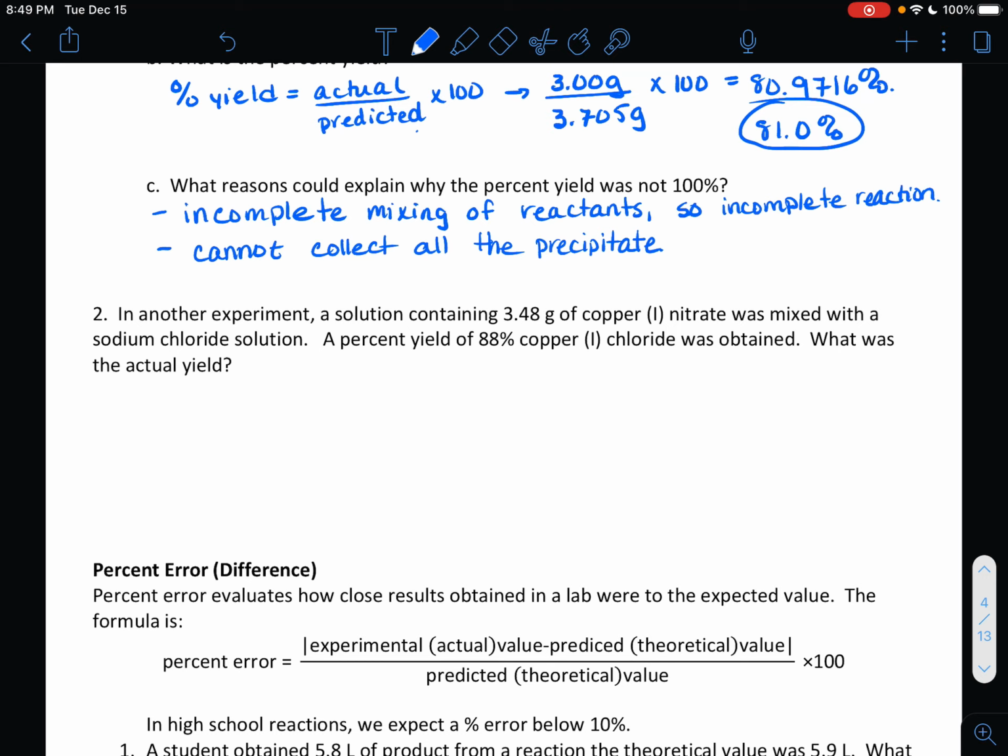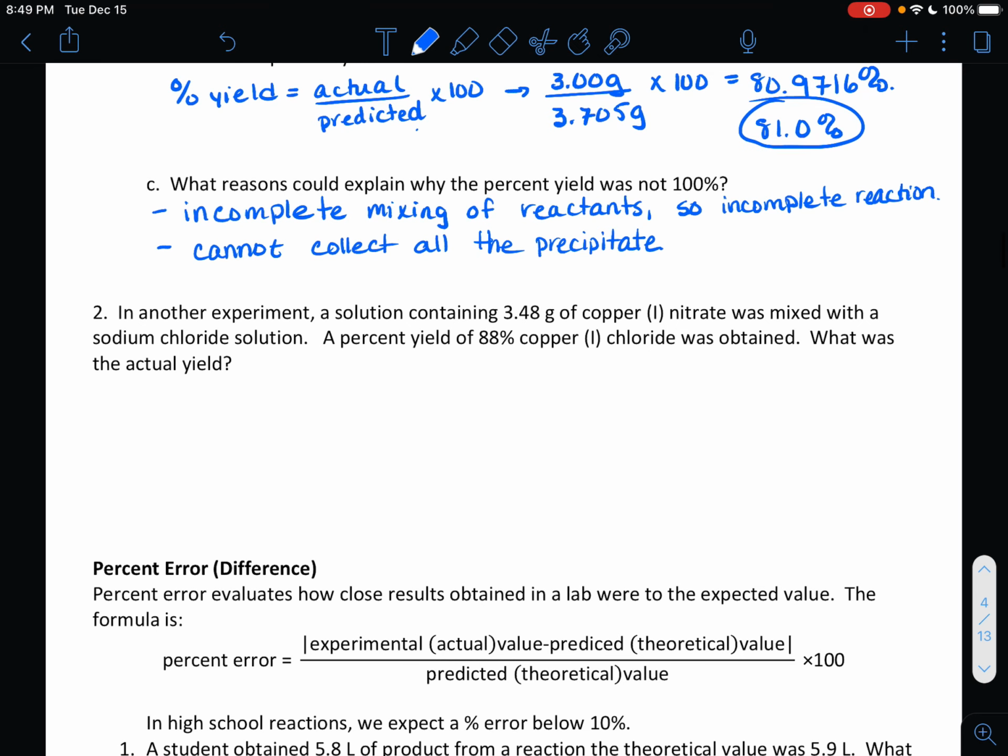So again, same process. We're going to have to find out what the theoretical yield was in order to find out the actual yield. So stoichiometry, balanced equation. So CuNO3 plus NaCl gives me CuCl solid plus NaNO3. And again, the states I obtained by looking at the solubility chart.